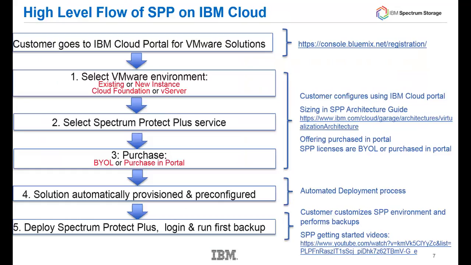So when you go out to the IBM Cloud and want to order Spectrum Protect Plus, this is kind of the flow of how things will go. First of all, you'll go into the IBM Cloud portal for VMware Solutions, and you can see if you don't already have a registration, here's where you would log on, console.bluemix.net/registration.